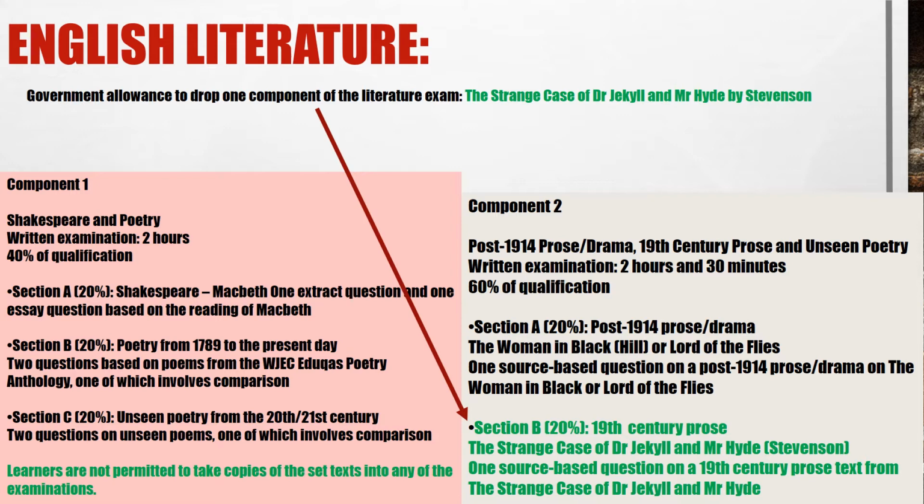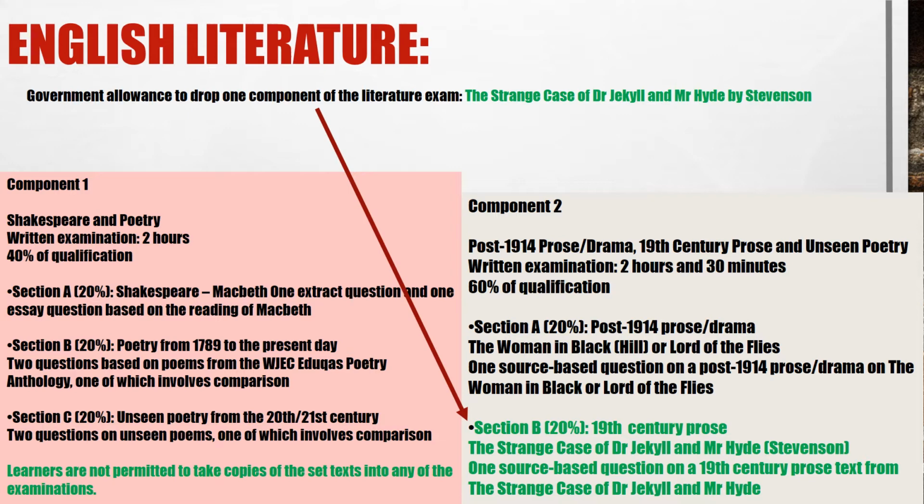the part that the government have allowed us to drop. What happened? They figured that the literature curriculum is so intense in terms of the amount of hours that we need to teach it and the difficulty level that they allowed the English teachers to drop one of the components.